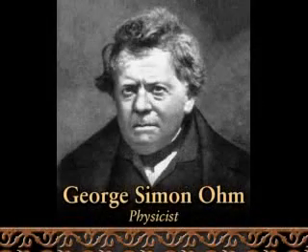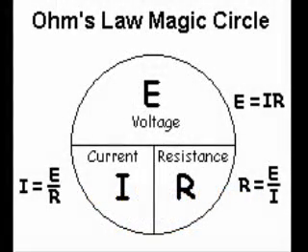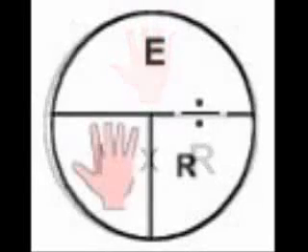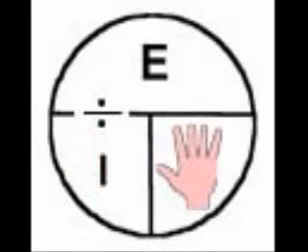Speaking of George Ohm and his formulae, which we call Ohm's law, there are the 3 basic equations relating voltage, current, and resistance. E equals I times R, I equals E divided by R, and R equals E divided by I. This magic circle is handy for remembering these formulae. If you cover up E for voltage, you get the formula for voltage, I times R, current multiplied by resistance. If you cover up I for current, you get the formula for current, E divided by R. If you cover up R for resistance, you get the formula for resistance, E divided by I, voltage divided by current.